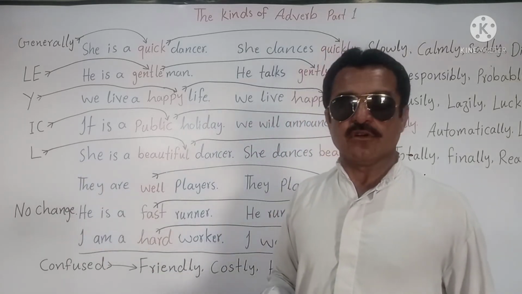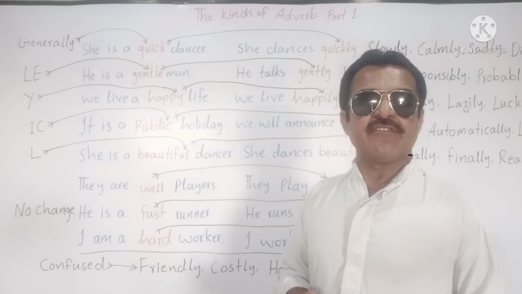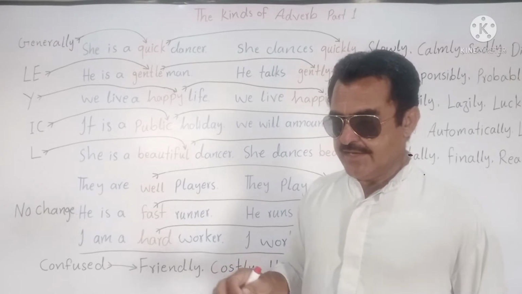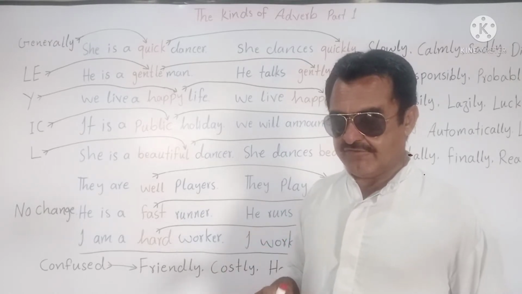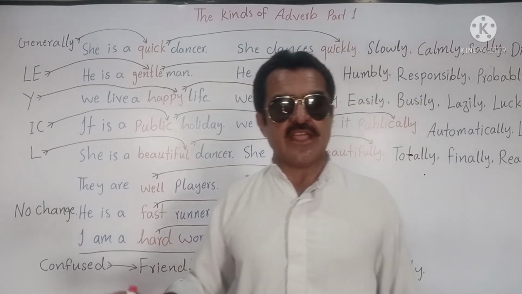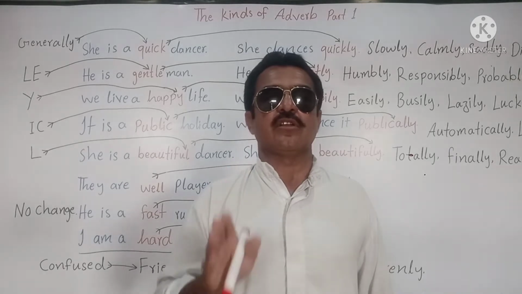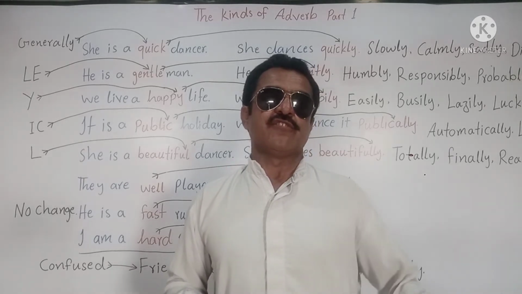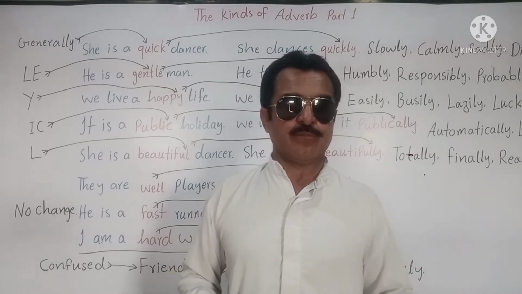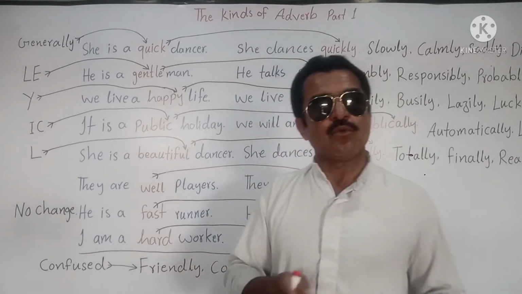Okay, now let's go to the fifth rule. The fifth rule is this, that whenever your adjective ends with l, for converting it from adjective into adverb, you have to put another l then y. Simply you can say double l y, to make it an adverb.